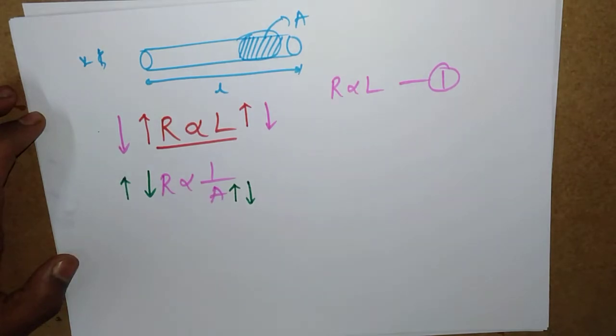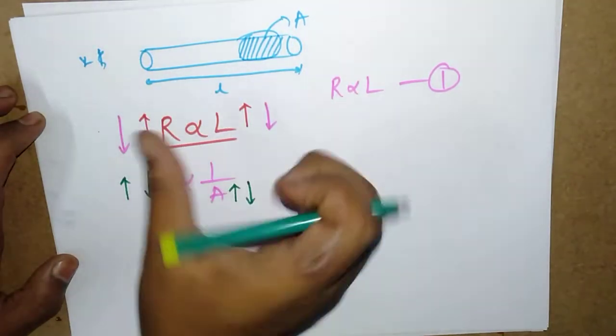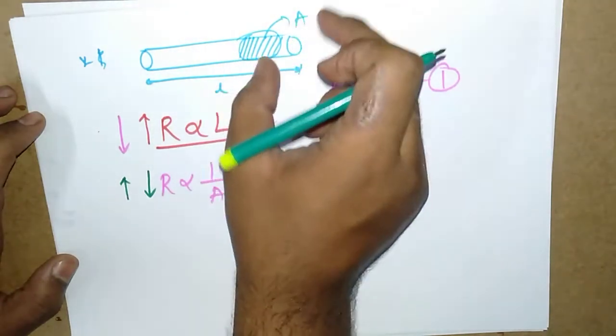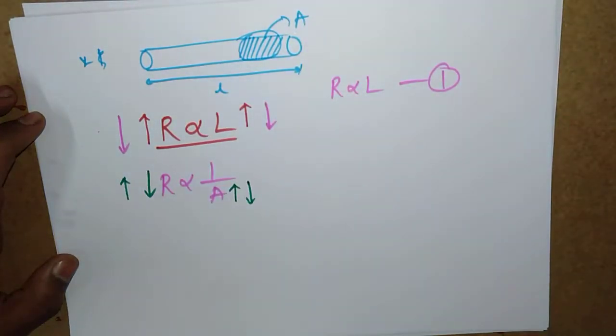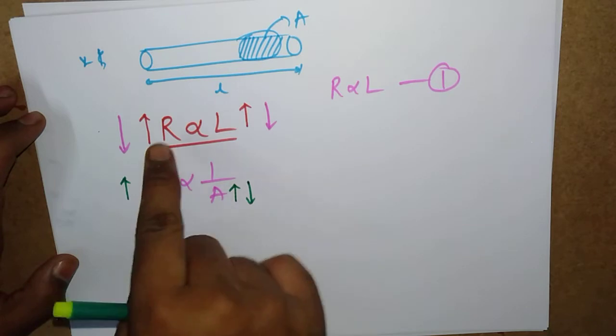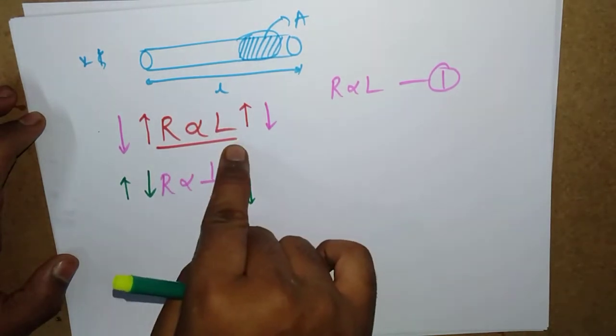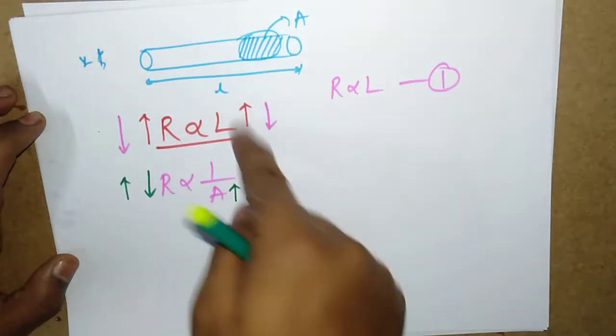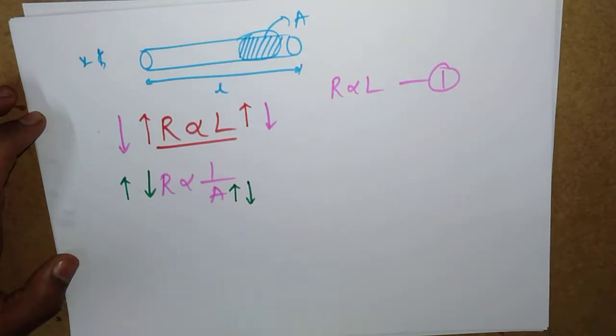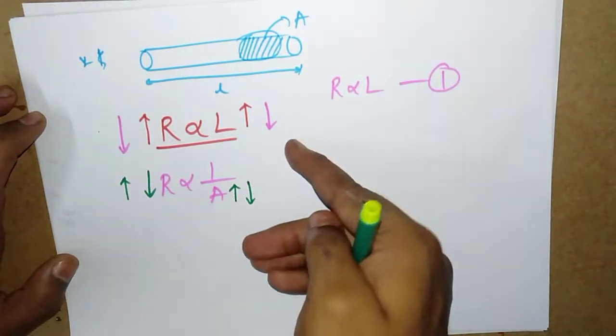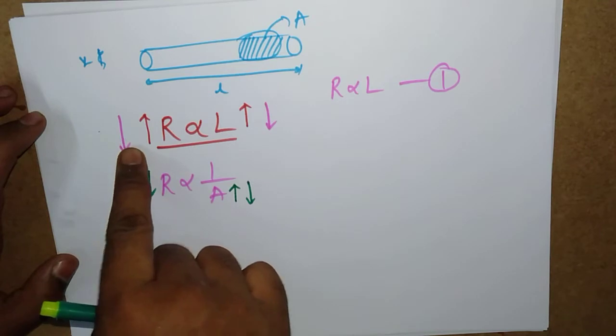What I mean to say is, अगर आपके पास एक कंडक्टर है जिसकी लेंथ है L और इसके पास क्रॉस-सेक्शनल एरिया है A, then पहली चीज तो ये होगी कि रेजिस्टेंस विल डायरेक्टली प्रोपोर्शनल टू द लेंथ ऑफ द वायर. इट मीन्स कि जितनी ज़्यादा लेंथ ऑफ द वायर होगी उतना ज़्यादा रेजिस्टेंस होगा, और जितनी लेंथ वायर की कम होगी उतना कम रेजिस्टेंस होगा.